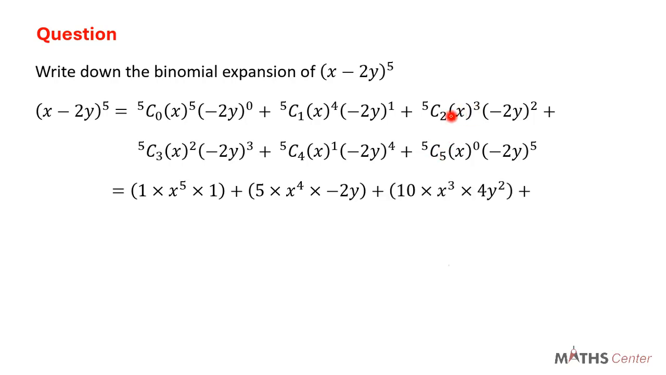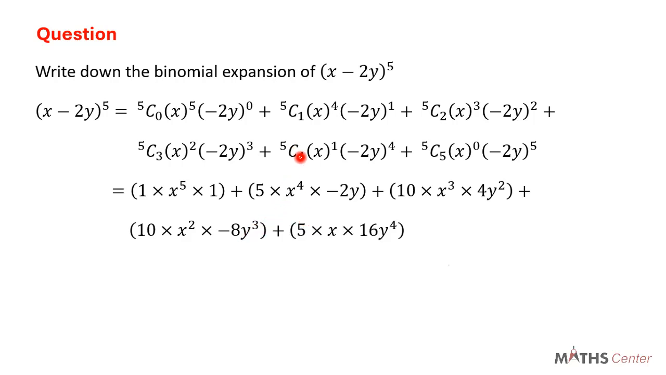Then the third term, 5 combination 2 is 10. X exponent 3 gives us x cubed. Negative 2y squared gives us 4y squared. The fourth term, 5 combination 3 is 10. X squared is x squared. Negative 2y exponent 3 is negative 8y exponent 3.